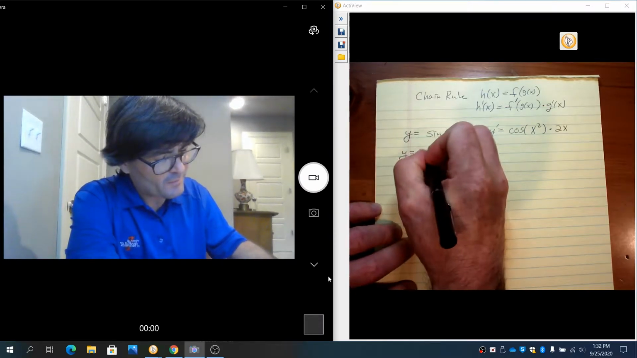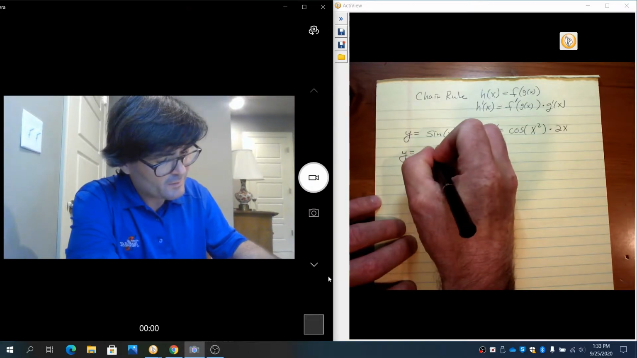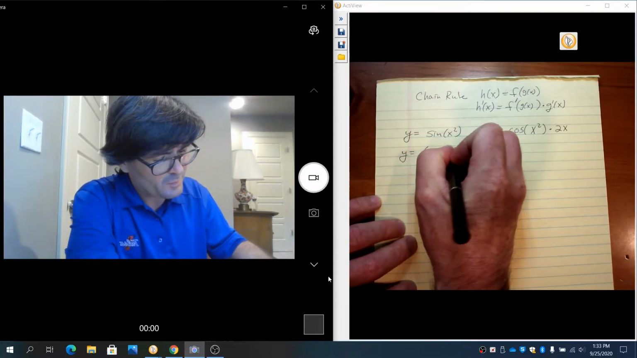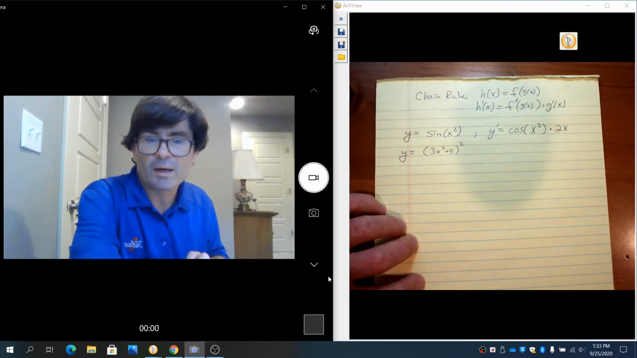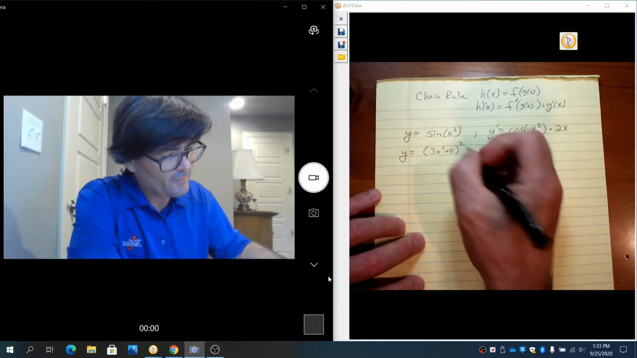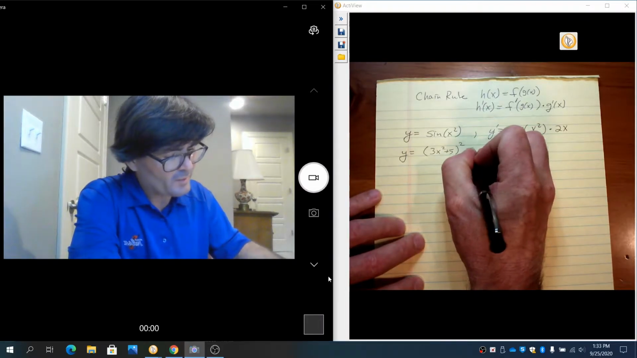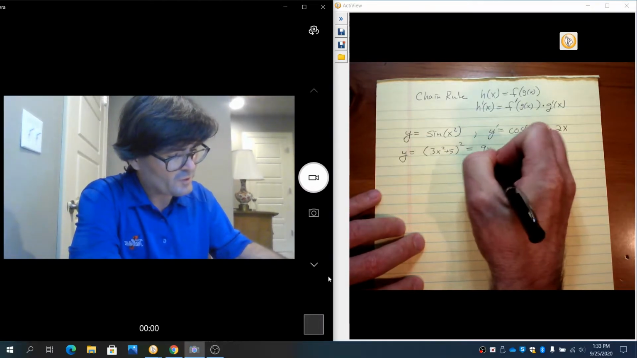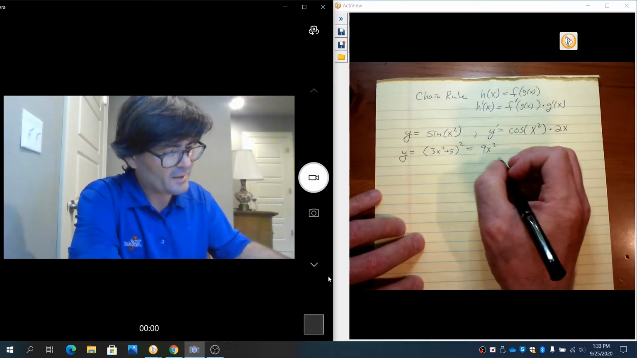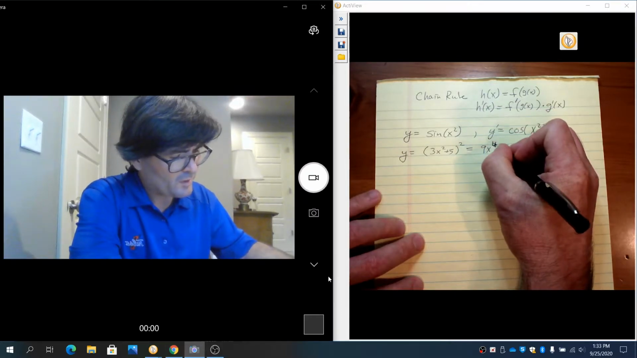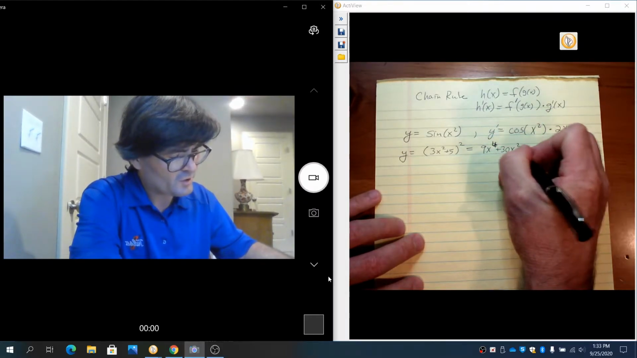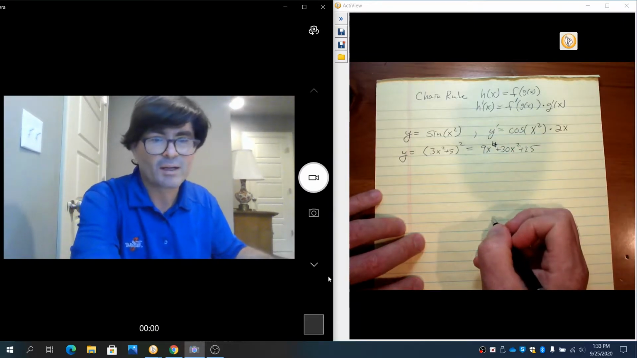If you have something like this, 3x squared plus 5, squared, we'll start with a low power. This can be done using the chain rule or with the power rule after multiplying this out. So I'm just going to go ahead and multiply it out for starters, just so we can compare side by side. 9x to the fourth, plus 30x squared, plus 25 is that multiplied out.